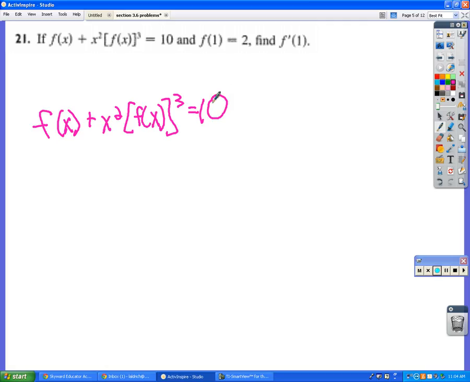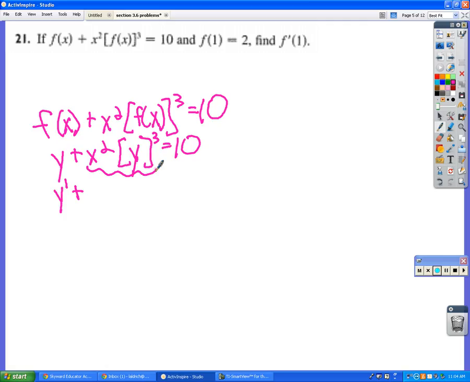So the first thing that I would do is I would put y's in for here so I don't get confused. So you rewrote the f of x as y because we want the f of x. And then you want to differentiate. So this is y prime plus, and then you have to use the product rule because it's being multiplied.